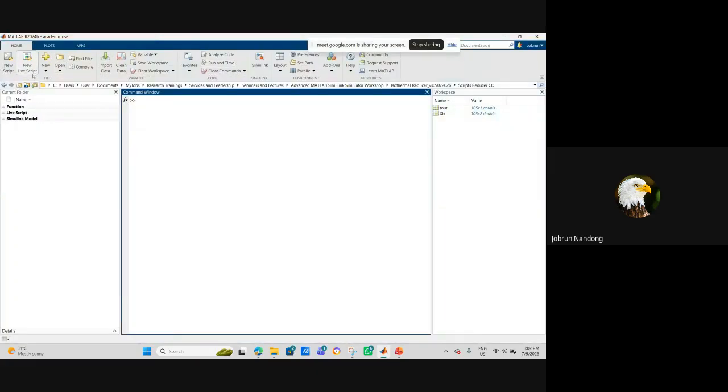One is the live script. The other one is new script. Or you can go to this part here as well. You have a live script, and also the other one is you can use this function. But normally, to build a script, just use a new script only. So in this case, I just use this script.